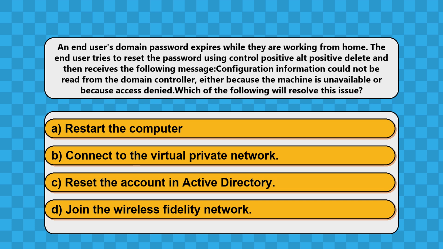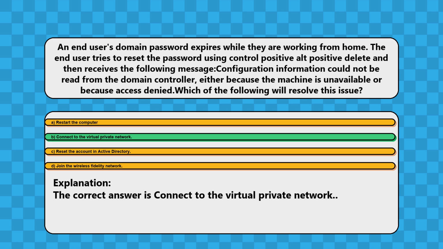Question 24. An end user's domain password expires while they are working from home. The end user tries to reset the password using Ctrl+Alt+Delete and then receives the following message: configuration information could not be read from the domain controller, either because the machine is unavailable or because access denied. Which of the following will resolve this issue? Option A. Restart the computer. Option B. Connect to the virtual private network. Option C. Reset the account in Active Directory. Option D. Join the wireless fidelity network. The correct answer is option B. Connect to the virtual private network.